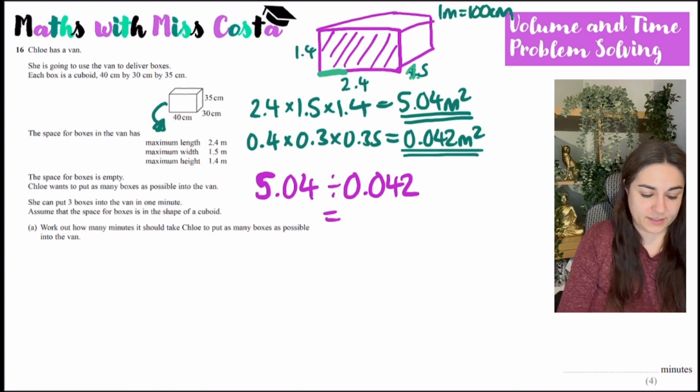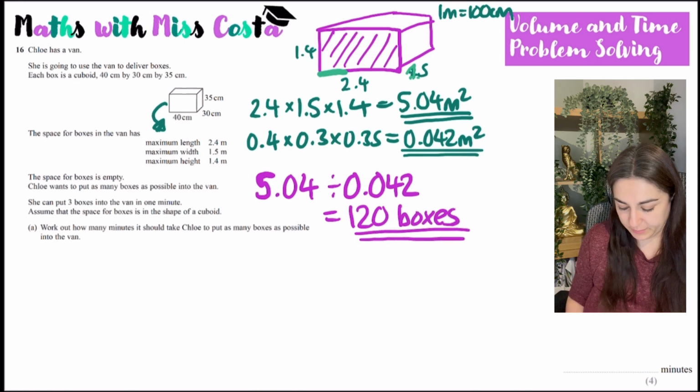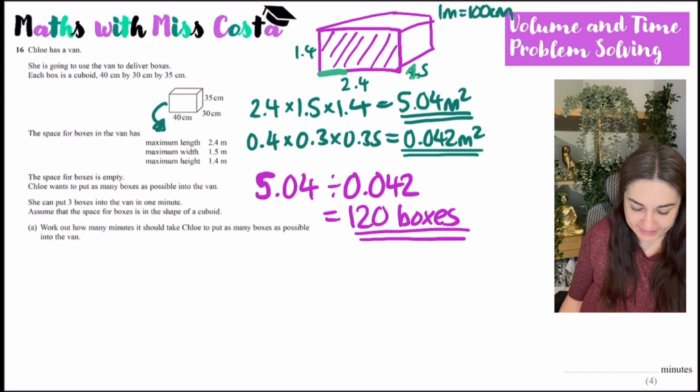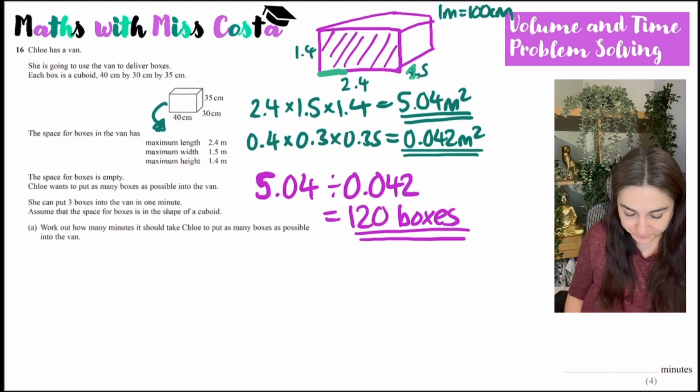And 5.04 divided by 0.042 gives me 120 boxes. So it's a different way of getting to the same thing. The only thing is, it's very lucky that this question, that the van has the exact space to fit all of these boxes, but I guess it was designed for that size of boxes.